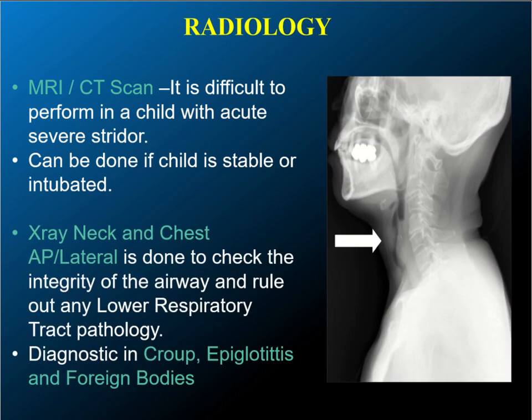X-rays are quick, safe and an inexpensive modality. Hence, X-ray neck and chest are done to check the integrity of the airway and to rule out any lower respiratory tract pathology. They are also diagnostic in croup, epiglottitis and foreign bodies. Here you can see an X-ray neck lateral view showing tracheal narrowing.